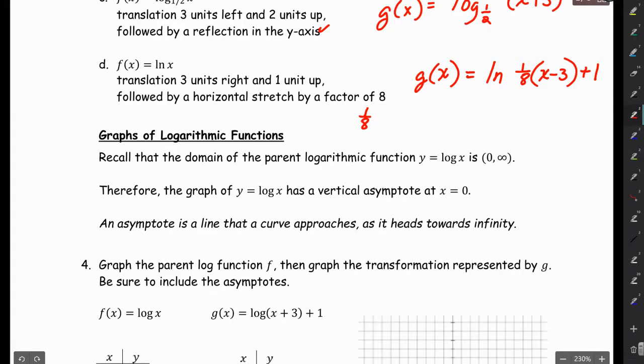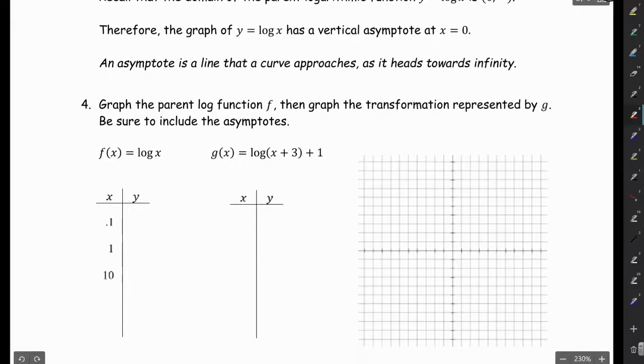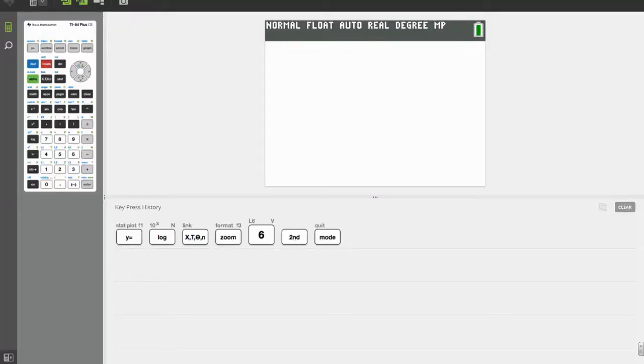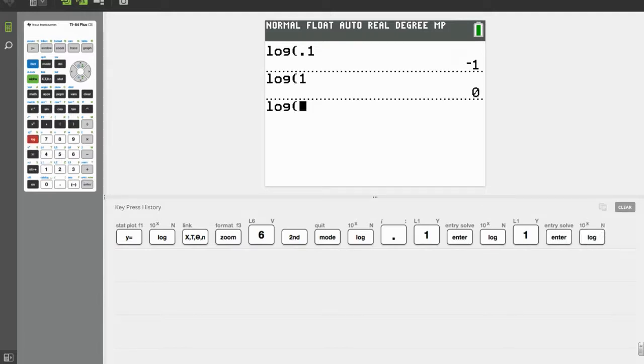So it says graph the parent function, then graph the transformation represented by g. All right, so we want to graph the parent function, and I gave you some x values to go with here, 0.1, 1, and 10. So the log of 0.1 is equal to -1. The log of 1 is equal to 0. And the log of 10 is equal to 1. Log base 10 of 10 is equal to 1.